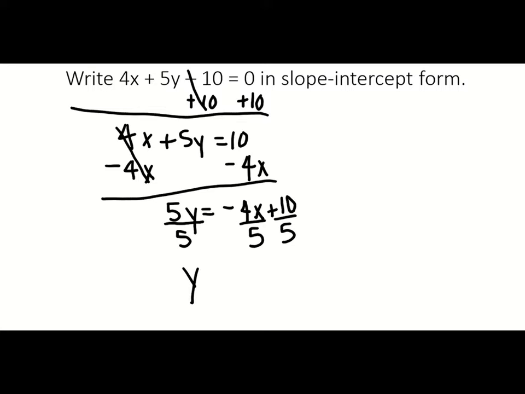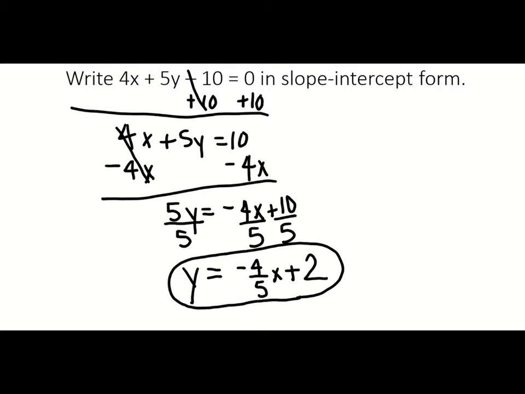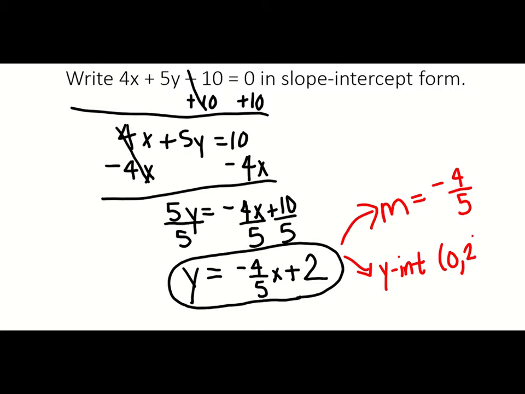So y will equal negative 4/5 x plus 10 divided by 5, which is 2. So the slope-intercept form of this equation is y equals negative 4/5 x plus 2. And just to review, that would then mean that the slope of the line is negative 4/5, and the y-intercept is at the point (0, 2).